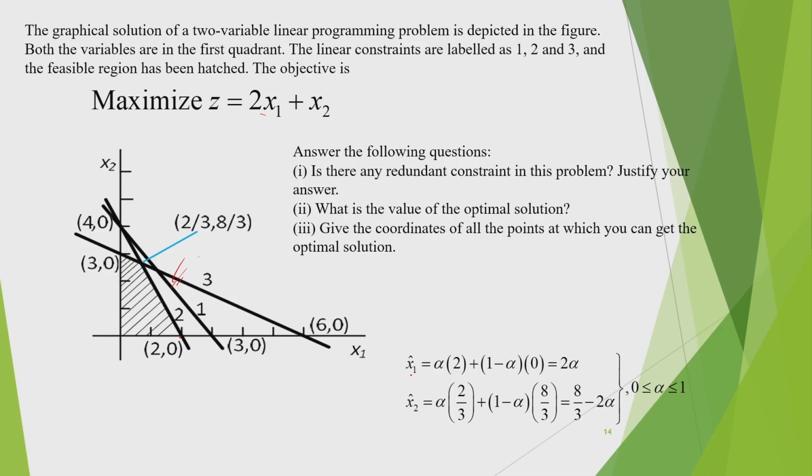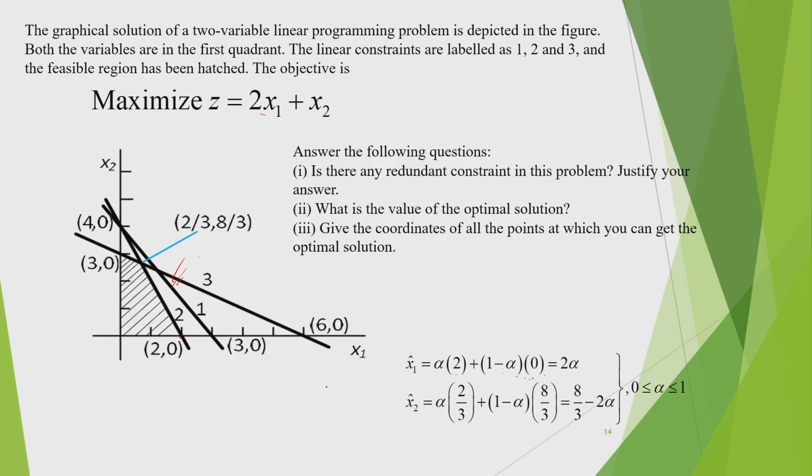So what will be the general solution? x is alpha times 2 plus 1 minus alpha times 0. So x1 is equal to alpha times 2 and 1 minus alpha times this one, and x2 is equal to alpha 2 by 3. Okay, instead it will be rather this one. You have to be careful. If there are 2 points, that is 2, 0, the linear constraints are this one.